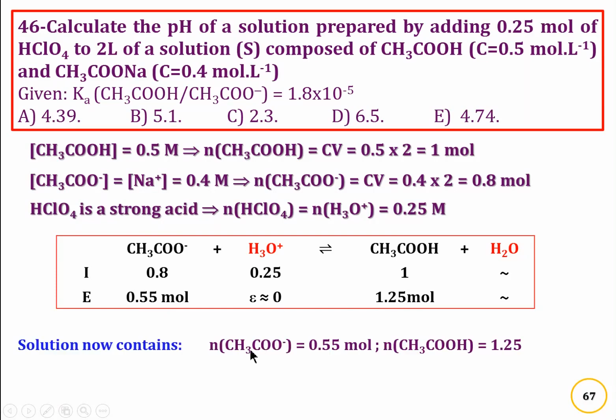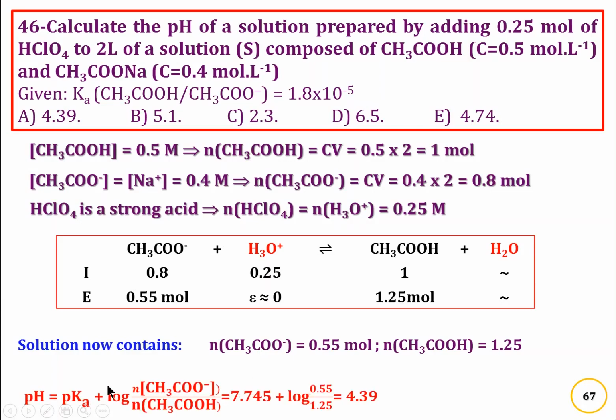So in the final solution, we have the acid and its conjugate base, and we apply the Henderson formula: pH equals pKa plus log of the concentration of the base at equilibrium divided by the concentration of the acid at equilibrium. Since we have the same volume V, it is plus log of n base divided by n acid at equilibrium, and the number of moles at equilibrium are equal to the initial number of moles. So pH equals 4.39, and the answer is A.